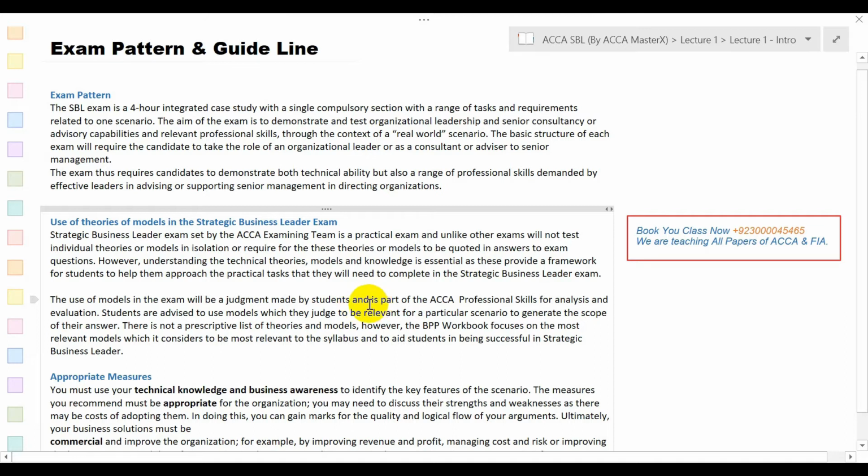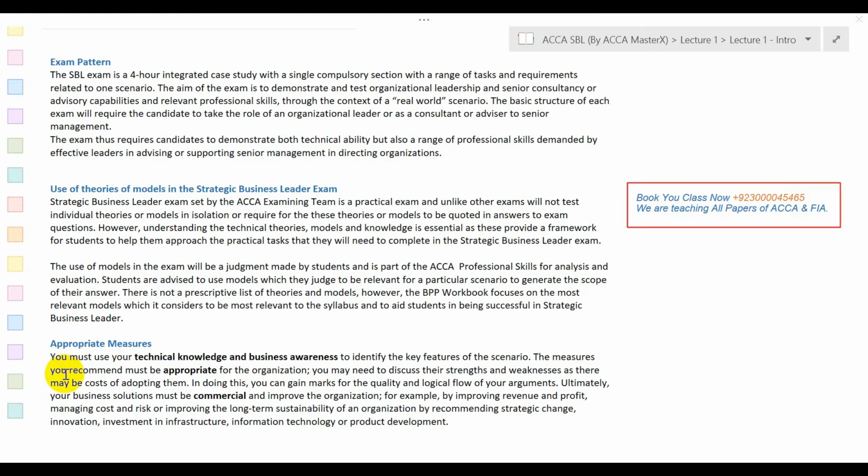And it is part of the ACCA professional skills for analysis and evaluation. Students are advised to use models which they judge to be relevant for the particular scenario to generate the scope of their answer.